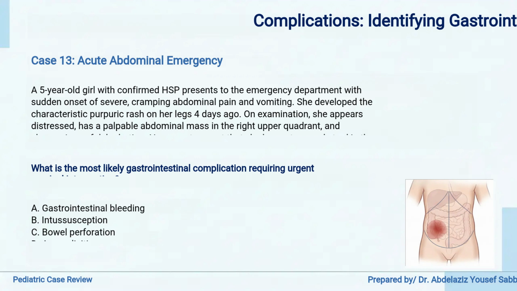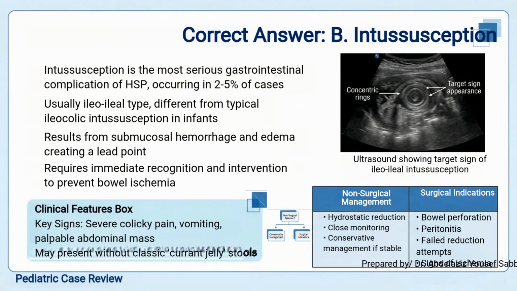Option A. Gastrointestinal bleeding. Option B. Intussusception. Option C. Bowel perforation. Option D. Appendicitis. The correct answer is option B. Intussusception. Intussusception is the most serious gastrointestinal complication of Henoch-Schönlein Purpura, occurring in 2 to 5% of cases.